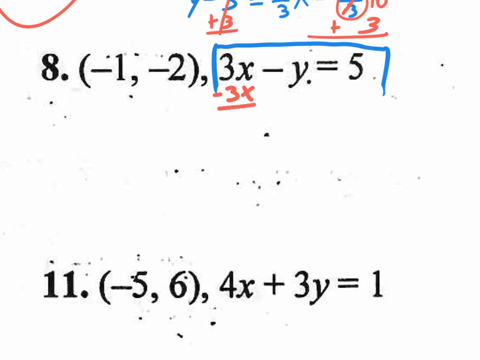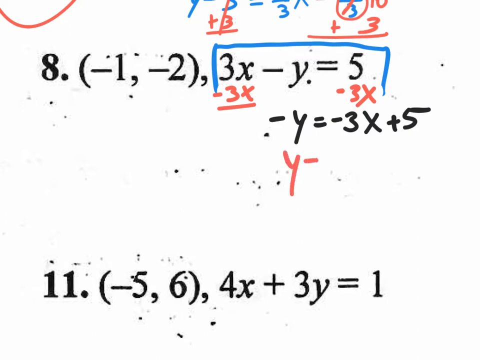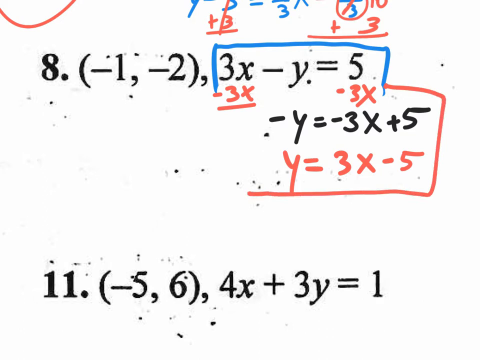Minus 3x. Minus 3x. My new equation is going to be negative y equals negative 3x plus 5. It's almost in y equals mx plus b form. The only other thing I need to do is multiply everything by negative 1. That way I'll get y equals positive 3x minus 5. And this is my slope-intercept form equation of that original equation that was given to us.